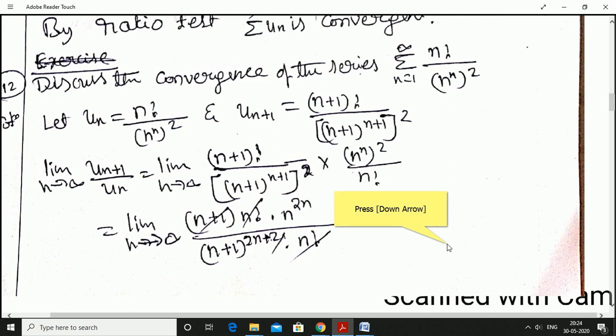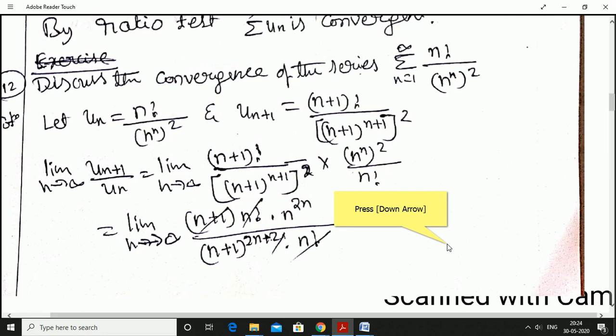One more problem. Discuss the convergence of the series sigma n is equal to 1 to infinity n factorial divided by (n power n) whole square. Here nth term is n factorial divided by (n power n) whole square. And u(n+1) is (n+1) factorial divided by ((n+1) power (n+1)) whole square. Limit as n tends to infinity u(n+1) divided by un. That is (n+1) factorial divided by ((n+1) power (n+1)) whole square into (n power n) whole square divided by n factorial.